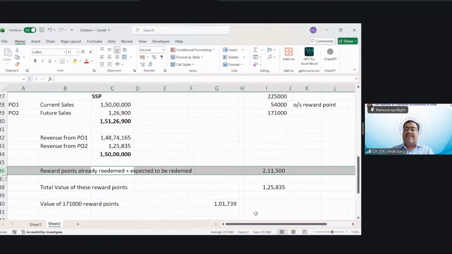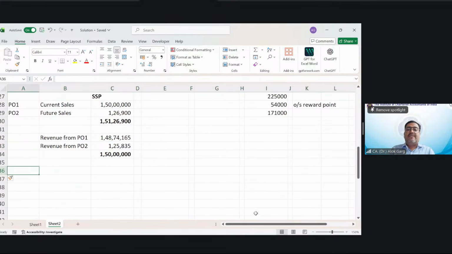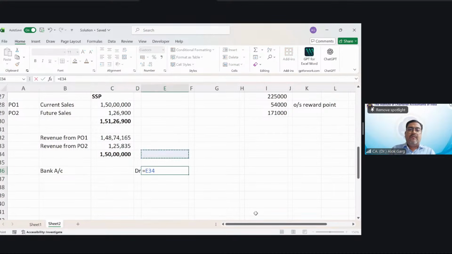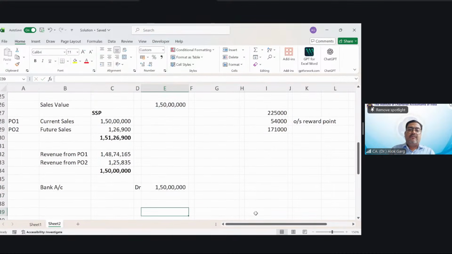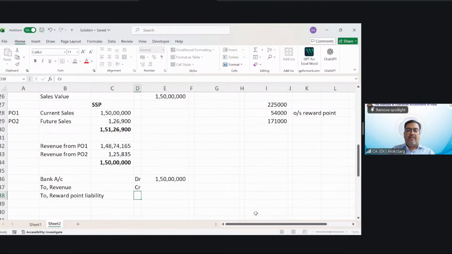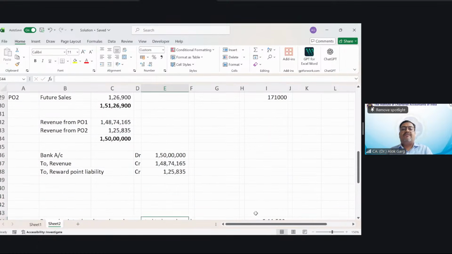Now, what is the first entry I need to pass? Bank account debit 1 crore 50 lakh, to revenue, to reward point liability. So credit revenue, credit reward point liability. This is the first entry I'll pass.